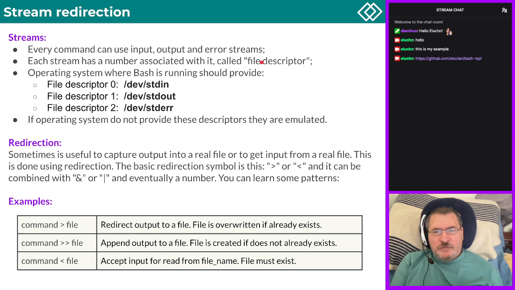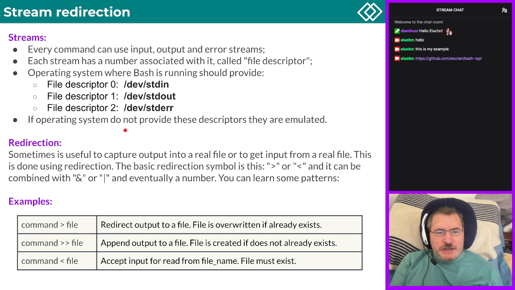Operating systems map these descriptors to names. In Linux and Mac, you have /dev. /dev is an artificial folder representing the devices. /dev/stdin is standard input, and it has descriptor 0. File descriptor 1 is standard output and 2 is standard error. These are synonyms: file descriptor 2 and this notation are synonyms. Windows does not provide these descriptors, but they are emulated by the emulator that you're using.